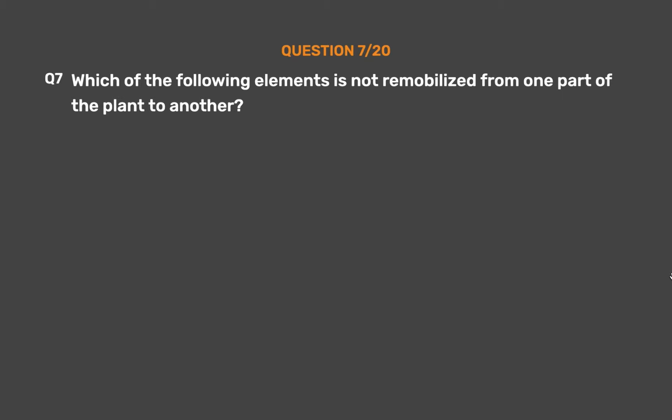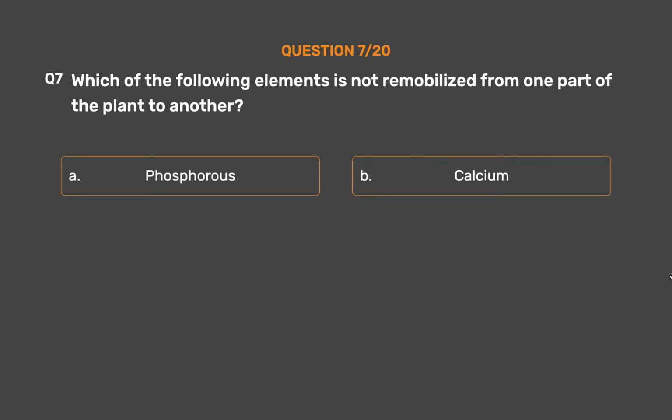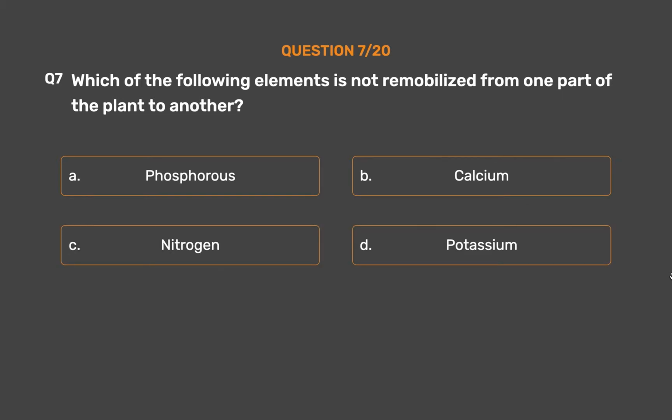Question number 7. Which of the following elements is not remobilized from one part of the plant to another? Option A. Phosphorus. Option B. Calcium. Option C. Nitrogen. Option D. Potassium.